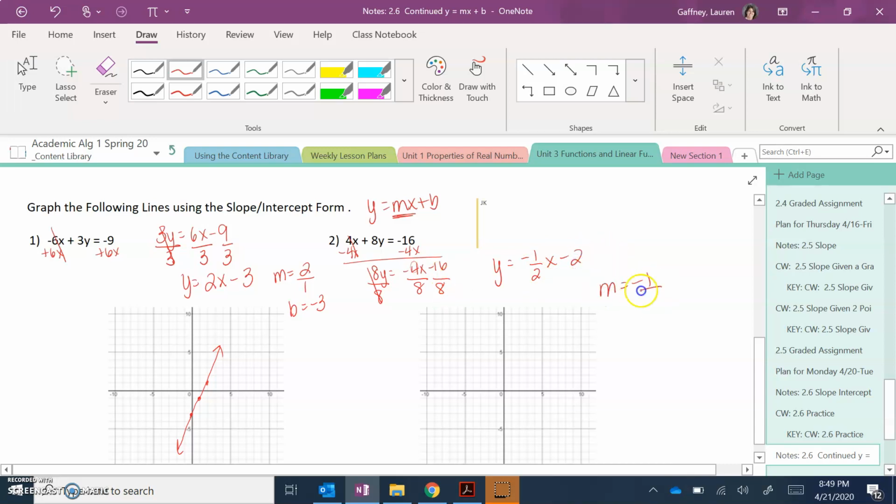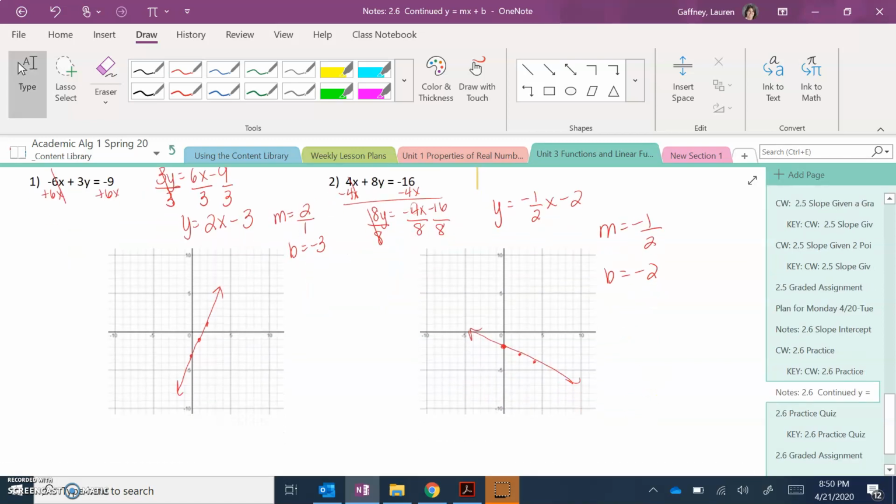So my m is a -1/2, and my b is a -2. So start at your b at -2. Now, since it's a -1/2, you go down 1, right 2. Down 1, right 2, and then connect those.